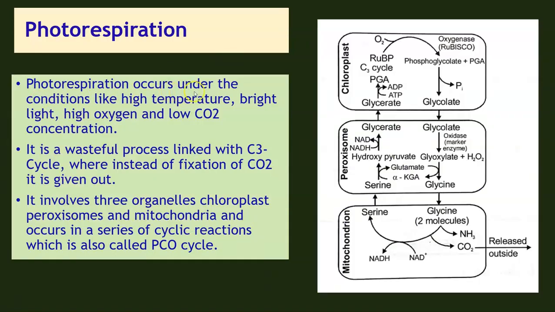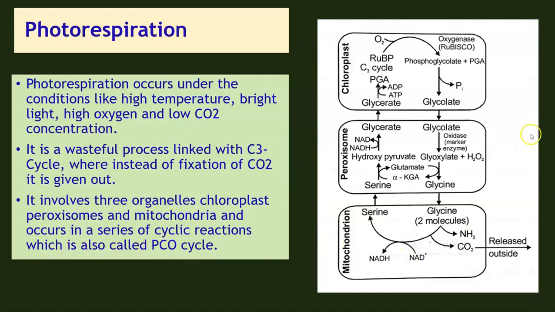Students, photorespiration occurs under conditions like high temperature, bright light, high oxygen, and low CO2 concentrations. It is a wasteful process linked with the C3 cycle, where instead of fixation of carbon dioxide, it is given out. That is, oxygen is utilized in place of carbon dioxide. It involves three organelles, that is chloroplast, peroxisome and mitochondria, and occurs in a series of cyclic reactions which is also called the PCO cycle.